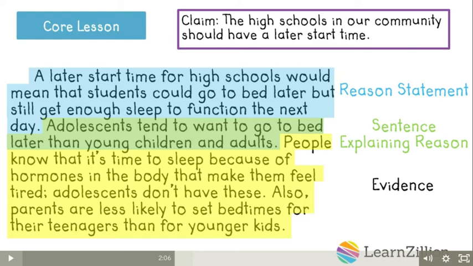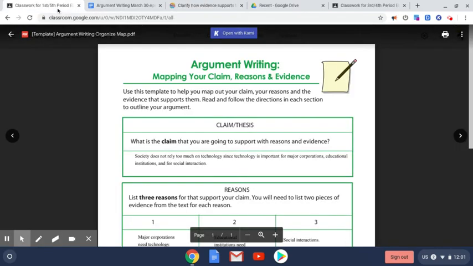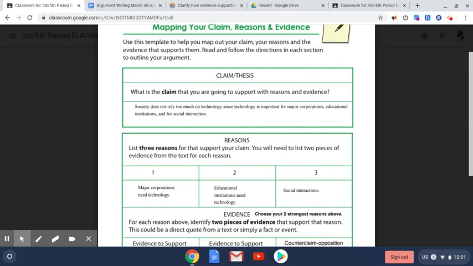Okay, so we are working on today looking at our reasons and evidence for our claim. Yesterday, you were to write a claim for our prompt. Do we rely on technology too much? Look at an example of my sheet here.